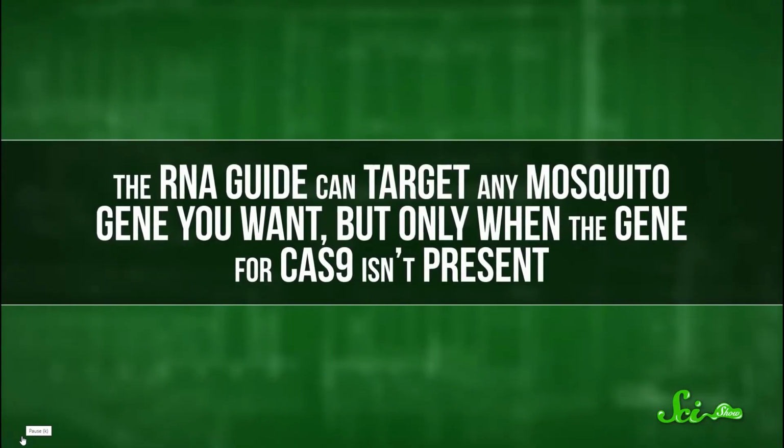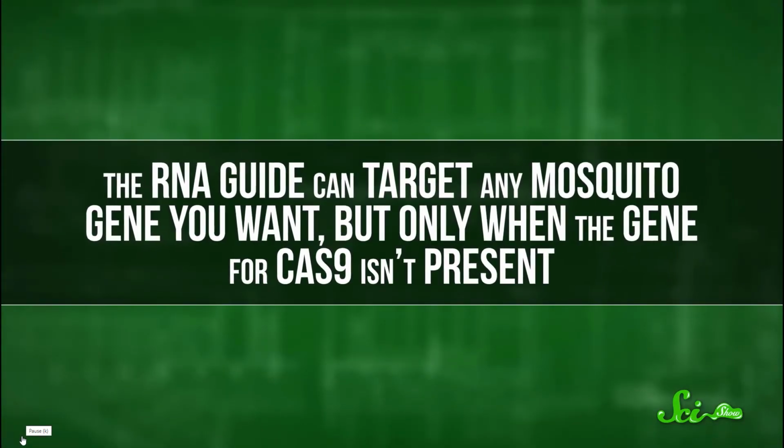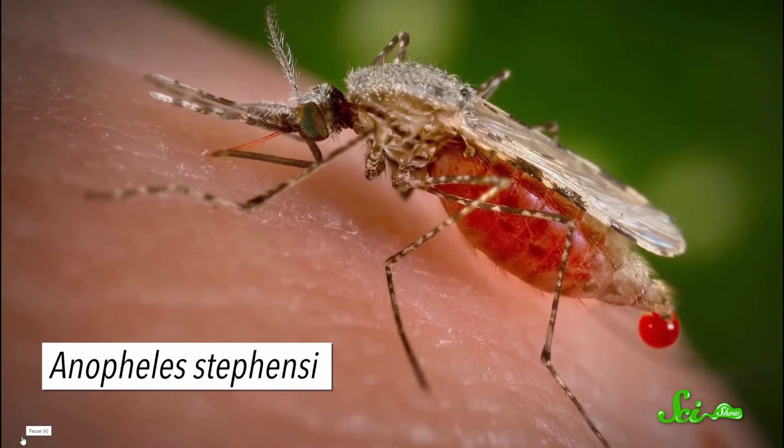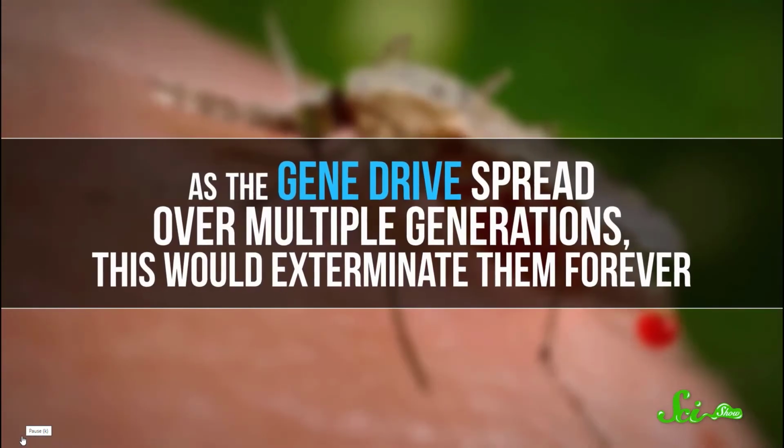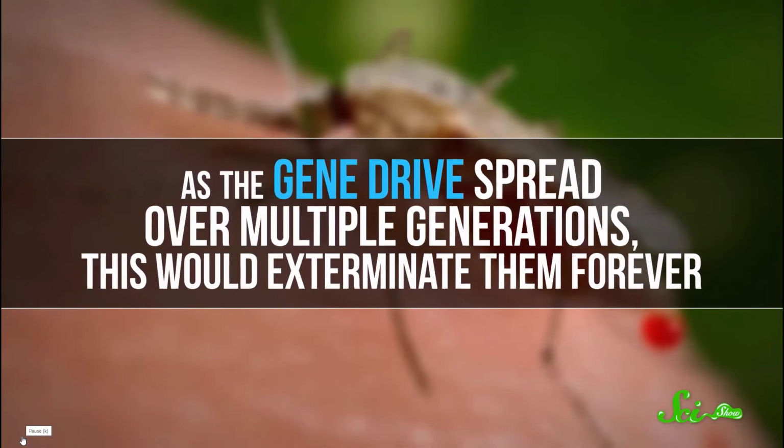The RNA guide can target any mosquito gene you want, but only when the gene for Cas9 isn't present. So anytime that targeted gene is in the mosquito's DNA, the CRISPR-Cas9 gene drive will essentially cut and paste itself over it. In theory, we could target genes that affect fertility in mosquito species, like the ones that carry malaria. As the gene drive spreads over multiple generations, this would exterminate them forever.